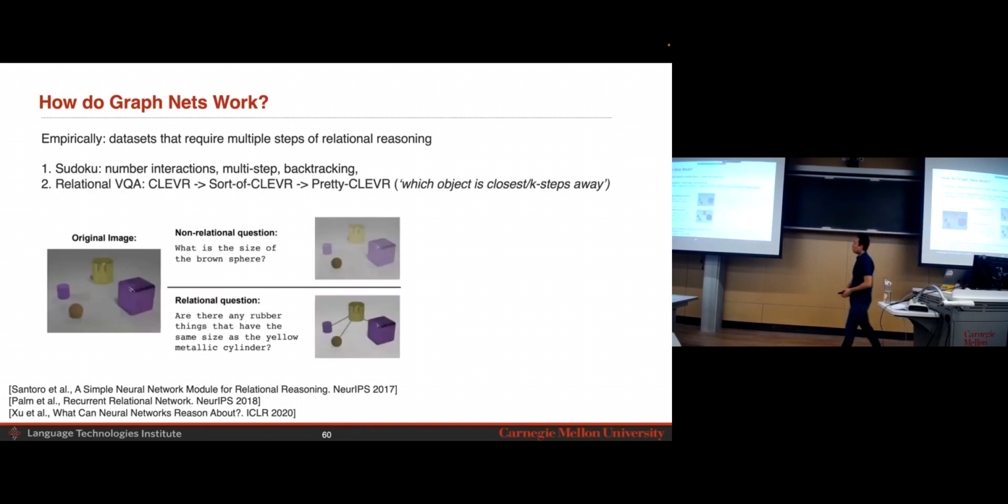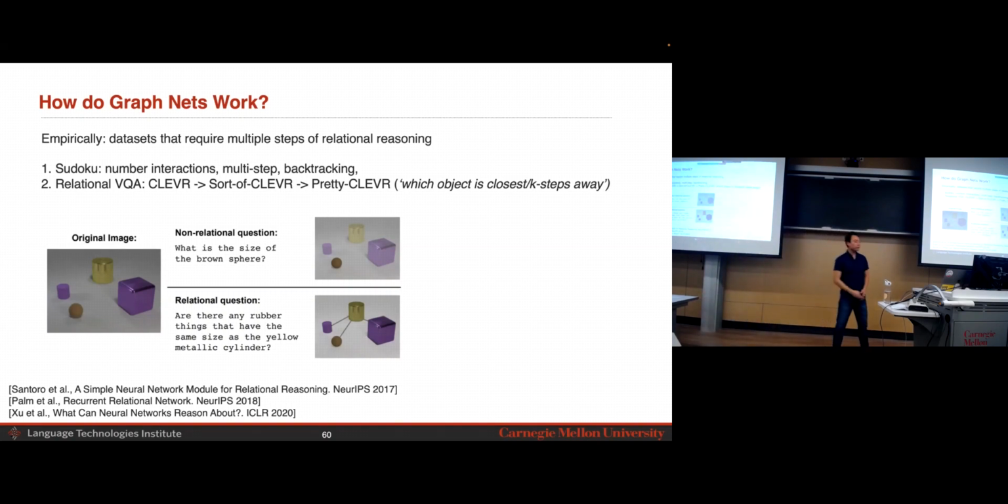And also relational VQA. People started with CLEVR. Given an image, what is the size of the ground sphere? That's one-step reasoning. Then relational questions: are there any rubber things that have the same size as the yellow cylinder? That requires you to form a fully connected graph, look at everything that's yellow, and look at the same size as yellow. That's two-step reasoning. And people started extending CLEVR to Super-CLEVR to Pretty-CLEVR. These are more and more challenging datasets.